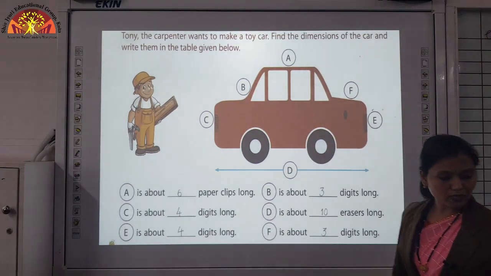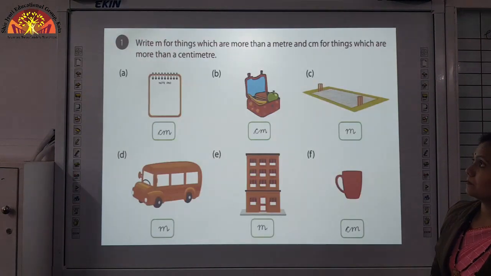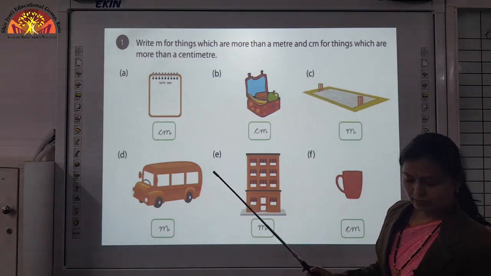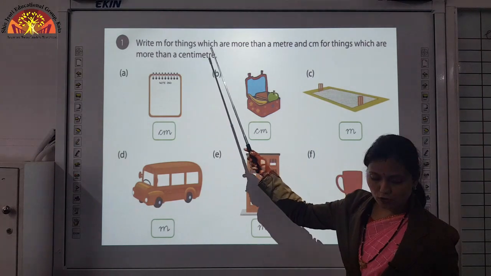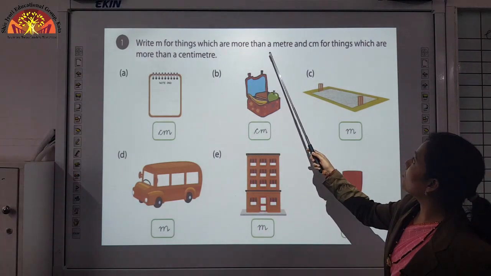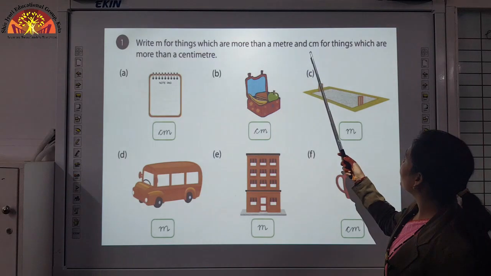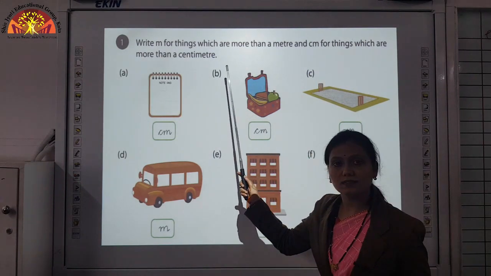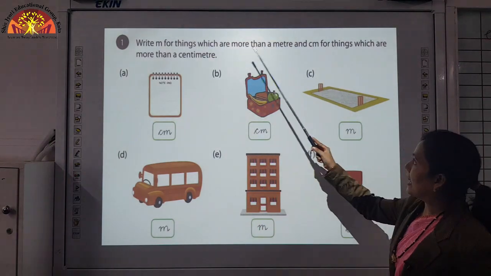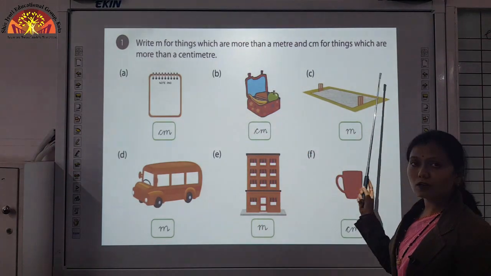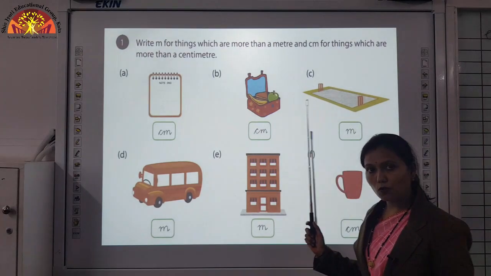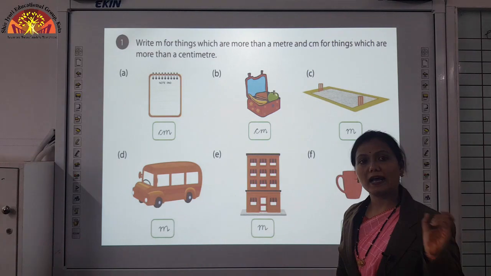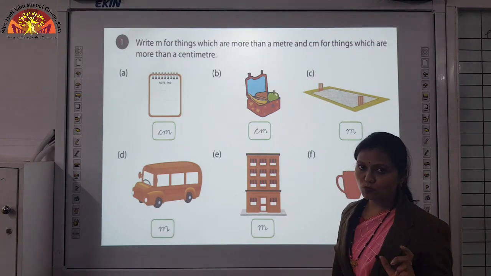Now move to the next question. Question number 1. Write M for things which are more than a meter and cm for things which are more than a centimeter. M for meter and cm for centimeter. As you know, meter is used to measure long lengths and centimeter is used to measure small lengths.